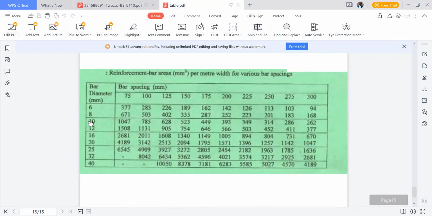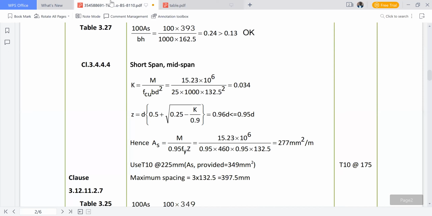Now, for our case here, you move along 10, we took the value of 349. I know we have 286, which also meets because it is more than 277, 286 will qualify, 314 will qualify. The reason why we are picking 349, we find that sometimes the criteria of deflection might fail if you take an area very close to the calculated area. So we'll take 349 millimeters squared per meter, which will be 10 diameter bar spaced at 225 millimeter center to center.